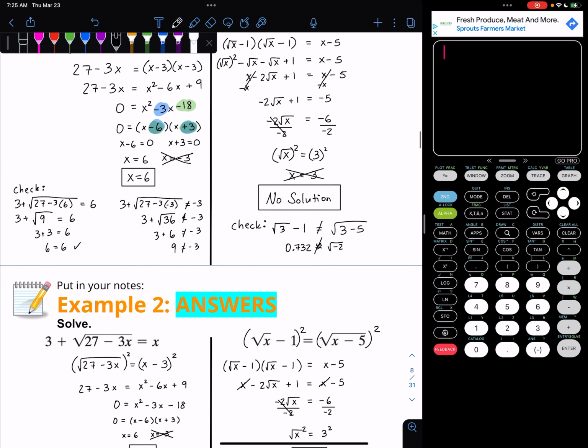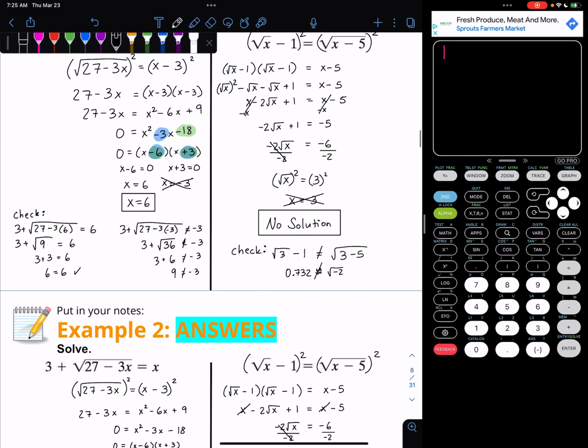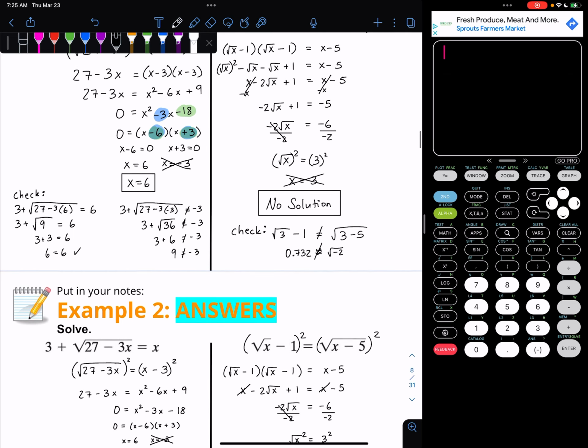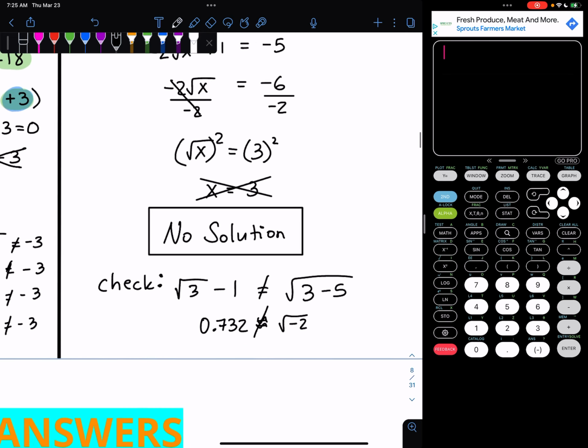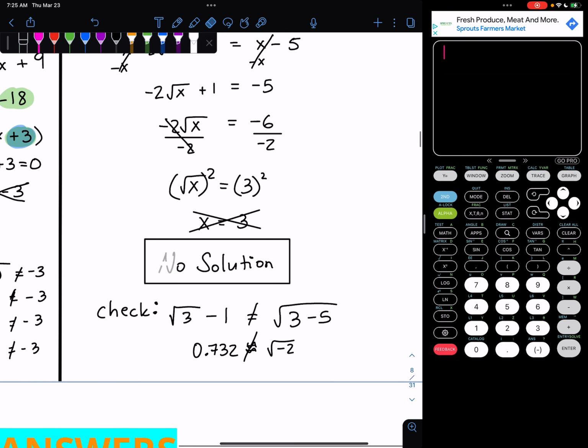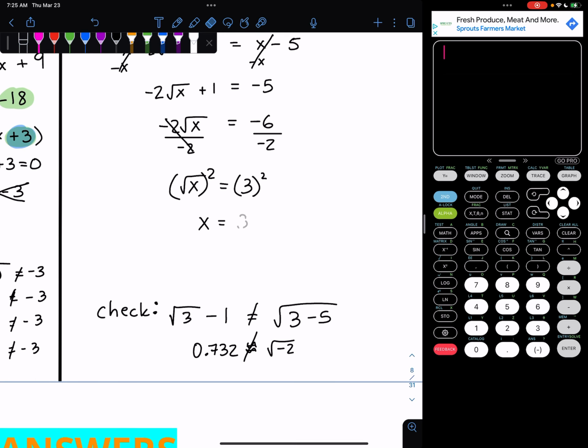Yay. Oh, wait. What did I do? Minus 2x plus 1, x minus 5, minus 6 divided by 2 squared, 3 squared. Oh. Guys, I boo-booed. Oh, no. It's not 3. 3 squared is not 3. 3 squared is 9. Let's try that. All right, hang on. Maybe I did my problem wrong.